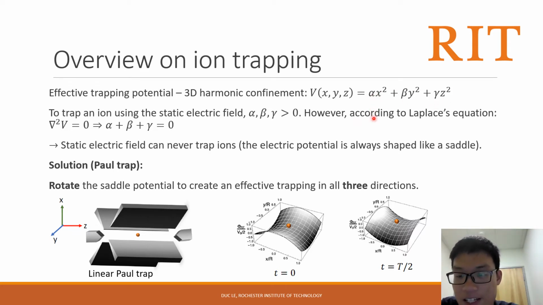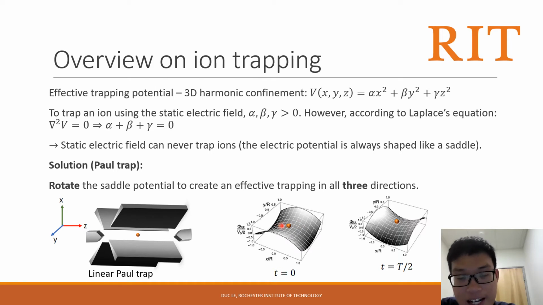However, there's another condition, which is Laplace's equation in the electric field theory, which states that the sum of the three coefficients has to be equal to 0 for the field to be physical. As a result, any static electric field can never trap ions, and in fact, the electric potential is always shaped like a saddle, and you can never trap anything in the middle of a saddle like this.